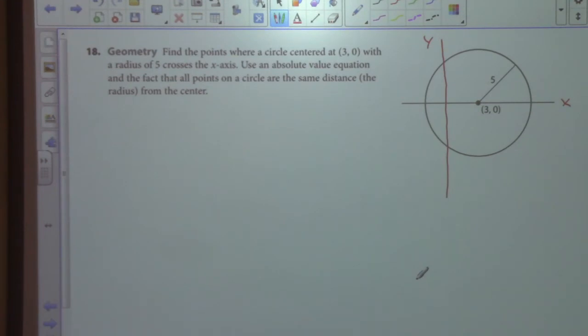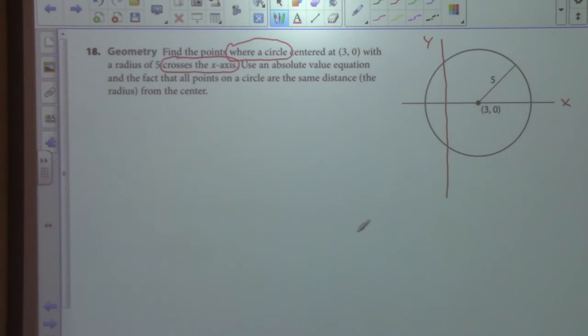Where they cross, you're looking to find out where the circle crosses the x-axis. So where does the circle cross the x-axis? No, that's the center. It doesn't cross. Okay, where the circle crosses the x-axis. The circle's already crossing it.